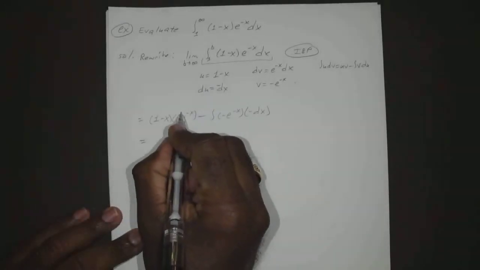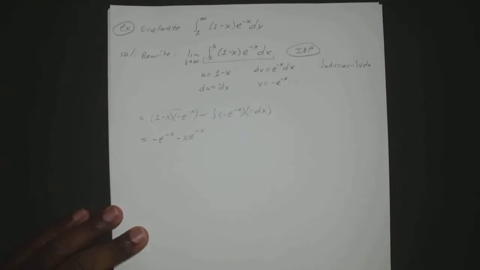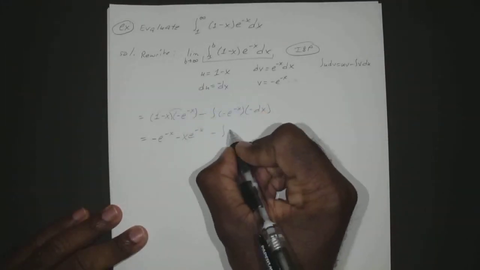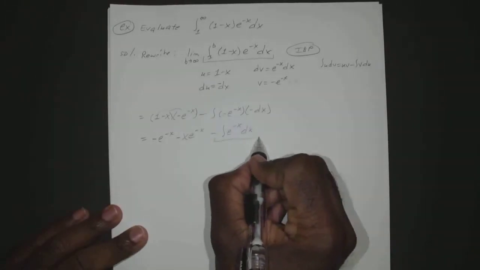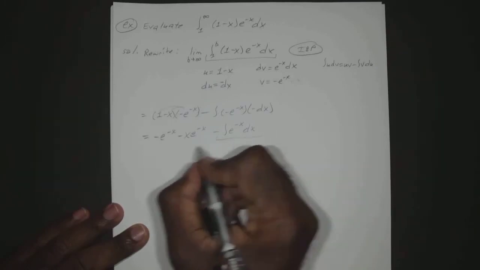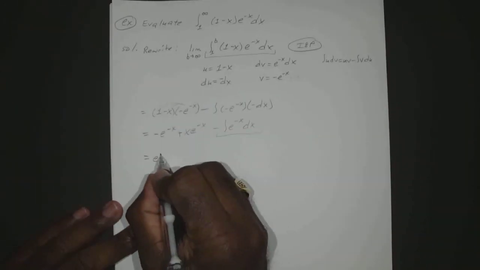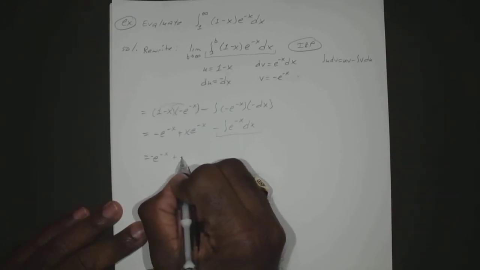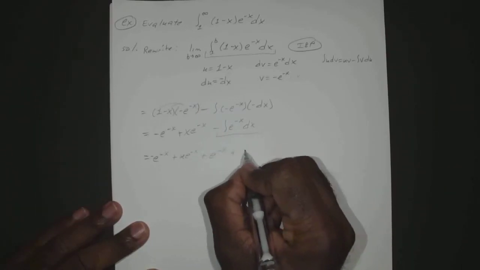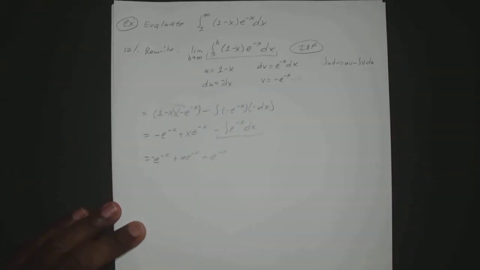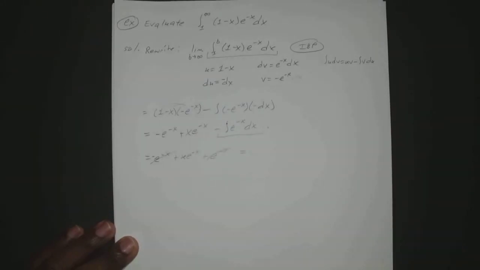All right, so we have, go ahead and distribute that. Negative e to the negative x minus x e to the negative x. Negative and negative is positive, so it's minus the integral of e to the negative x dx, which would be a positive e to the negative x. So you have negative e to the negative x plus x e to the negative x plus e to the negative x. You can do the plus c, but it's definite, so you don't really need the plus c. All right, so these two cancel out. So you're left with x e to the negative x.